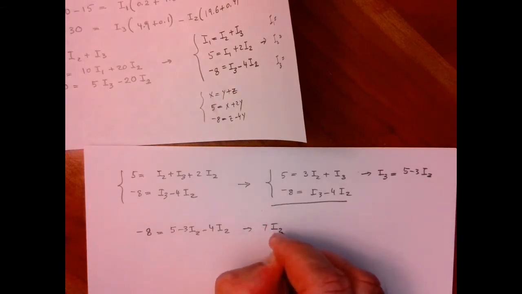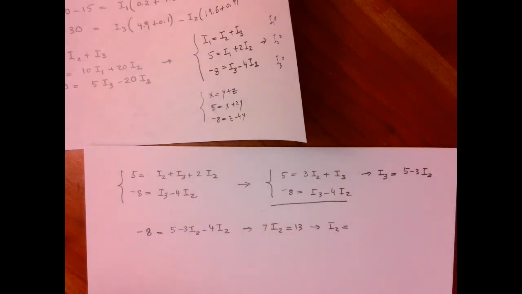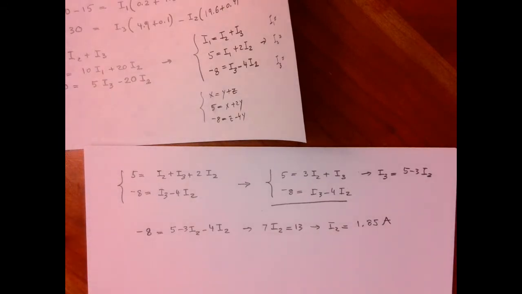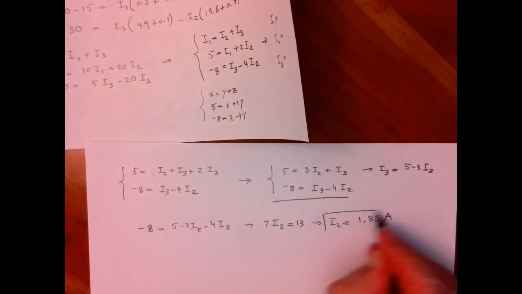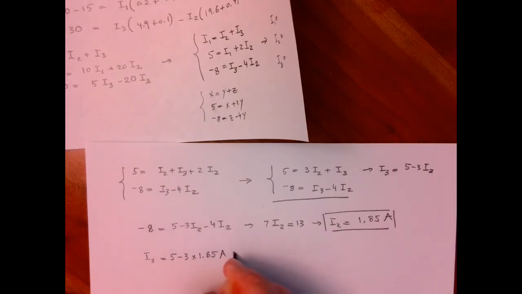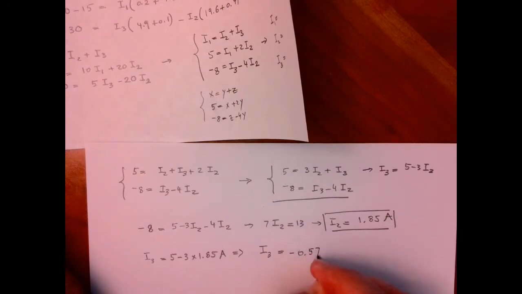So 7I2 is equal to 13, or I2 is equal to 13 over 7, about 1.85 amps. And now we go back to the previous equation. I3 is 5 minus 3 times 1.85 amps, and this will give me a value of I3 of negative 0.57 amps.